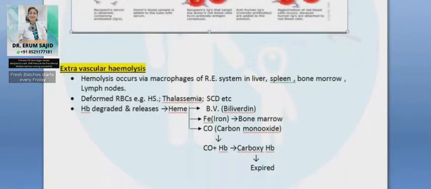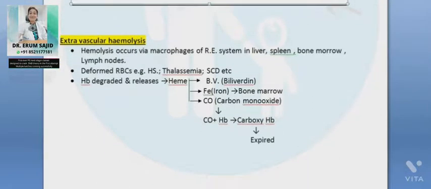So that was all about intravascular hemolysis. Extravascular is going to go through the same route. In extravascular hemolysis, I'm talking about hemolysis occurring in the macrophages of the reticuloendothelial system, not inside the intravascular area. Nevertheless, it goes through the same procedure. The heme released is degraded into biliverdin, iron, and carbon monoxide. Carbon monoxide combines with hemoglobin, forms carboxyhemoglobin, and gets expired out. Iron that gets loose goes into the bone marrow for further use, and biliverdin I have just spoken about at length.